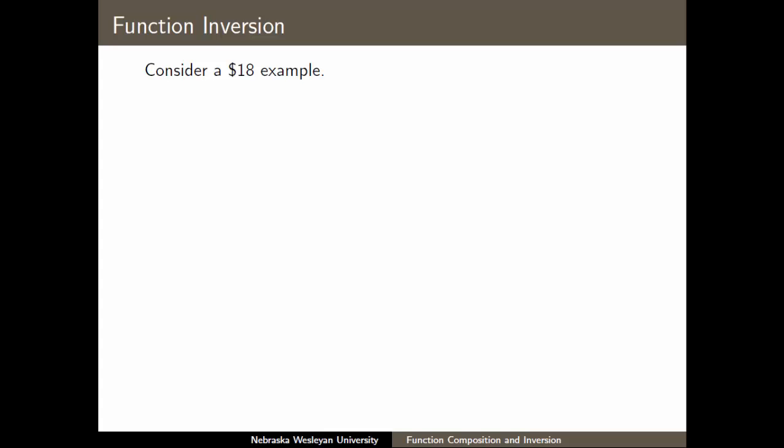What about an $18 pizza? How would we determine how many toppings must be on this? I know that the relationship between cost and toppings is this function c of x is equal to 12 plus 2x. Remember in this function that x represents the number of toppings and c of x is the cost.